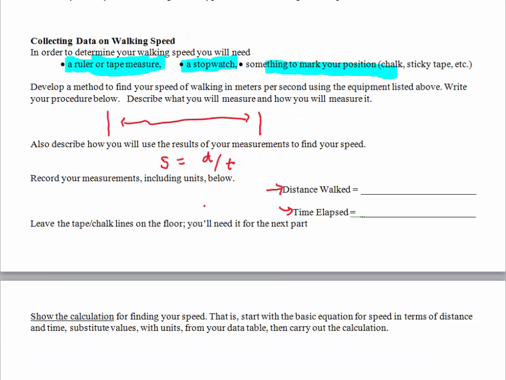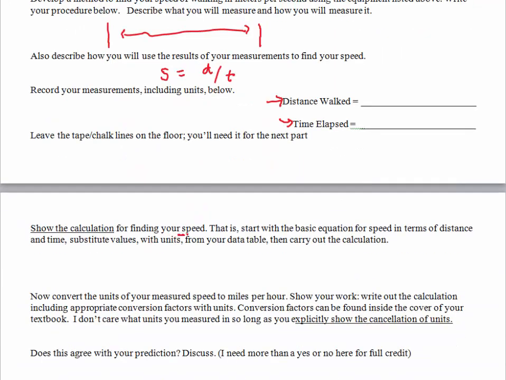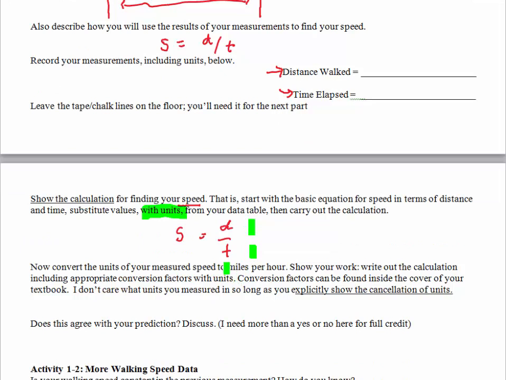Now, one thing to pay attention to: when you calculate your speed, where speed is equal to distance divided by time, pay attention to your units. If the unit for distance is feet and the unit for time is seconds, then your answer should have units of feet per second. What we're going to do next is convert that into miles per hour. So let's talk a little bit about how we're going to do that.